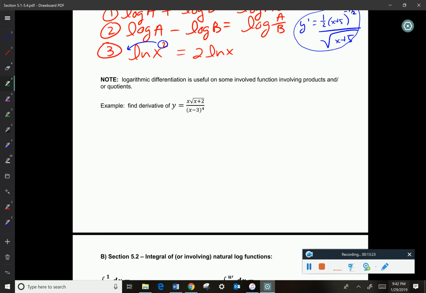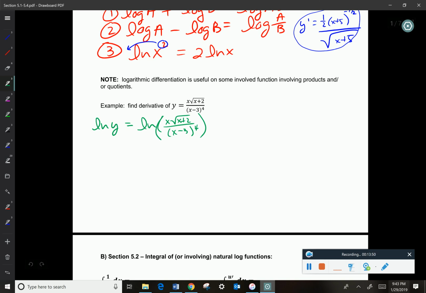In other words, what if I take the log of both sides? So I'm not doing any calculus yet. I'm just going to take the log of both sides. So I'm going to say the natural log of y equals the natural log of this whole big mess, the natural log of x square root of x plus 2 all over x minus 3 to the 4th. So I just took the log of both sides.